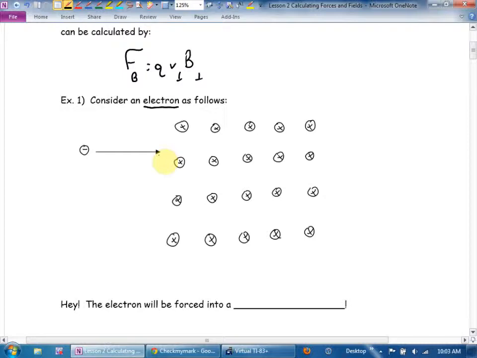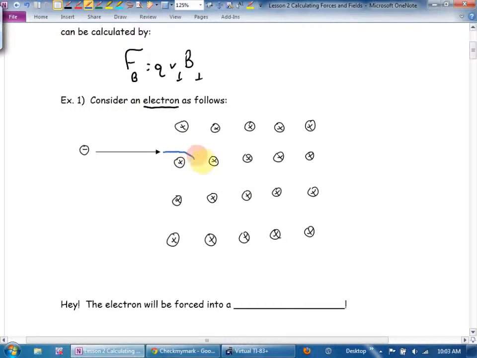Okay? You'll have to figure this out because you were away. Right when it gets right to here, right there, which way will it be deflected? Down the page. So it's going to start to move this way. Now, which way is the electron moving? This way. Now, that's the same as a proton moving this way.